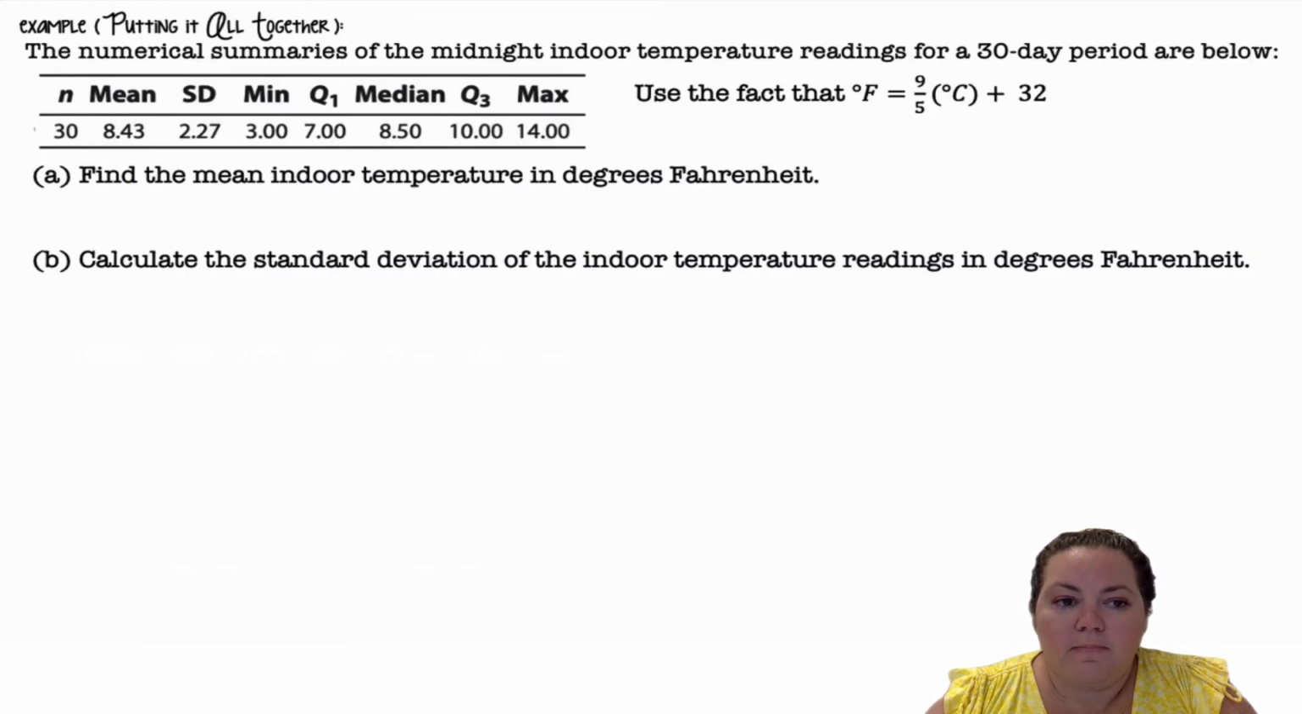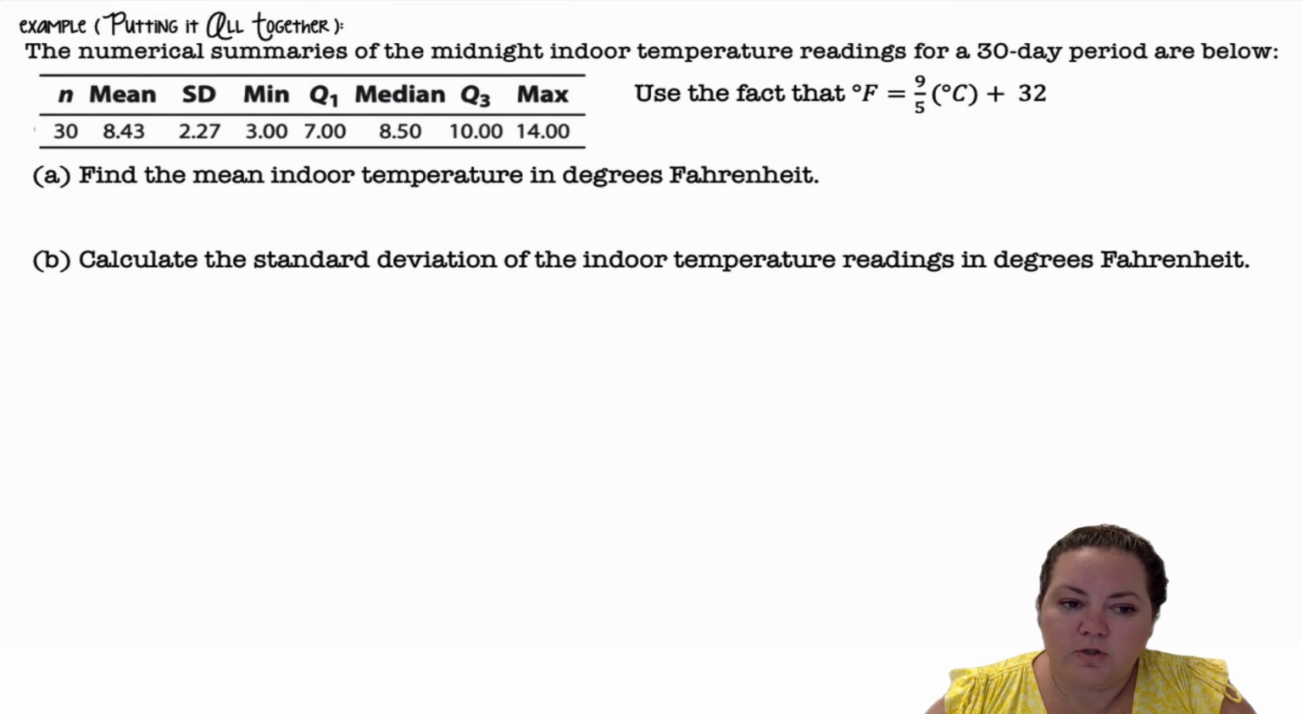All right. Putting it all together, the numerical summaries for the midnight indoor temperature readings for a 30-day period are below. All right, and I'm going to convert them from Celsius to Fahrenheit. So these are in degrees Celsius. Degrees Fahrenheit is equal to 9/5 times the degrees Celsius plus 32. So find the mean indoor temperature in degrees Fahrenheit.